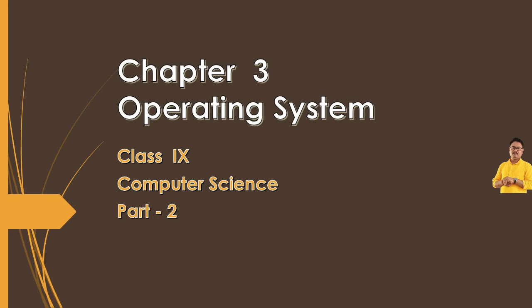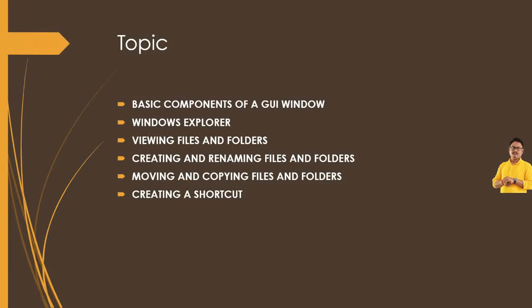In this video we are going to learn from chapter 3 operating system, and this is the second part of the video lecture. Today's topics we are going to learn are the following: basic components of a GUI window, Windows Explorer, viewing files and folders, creating and renaming files and folders, moving and copying files and folders, and creating a shortcut. These following topics we are going to cover.